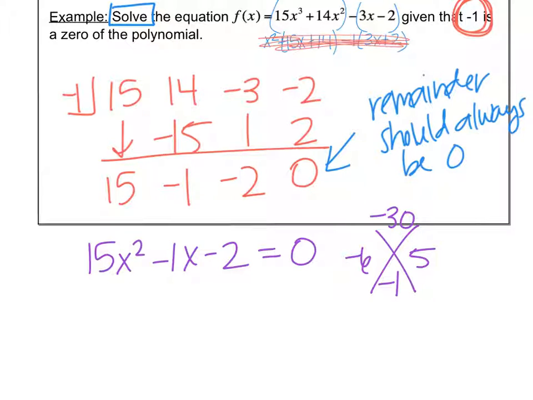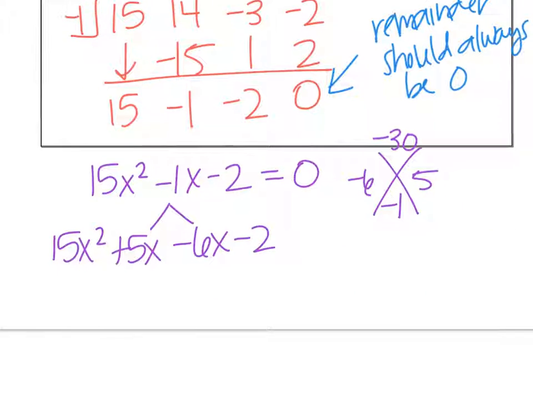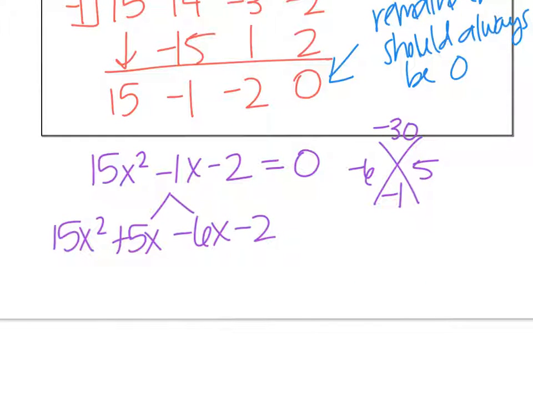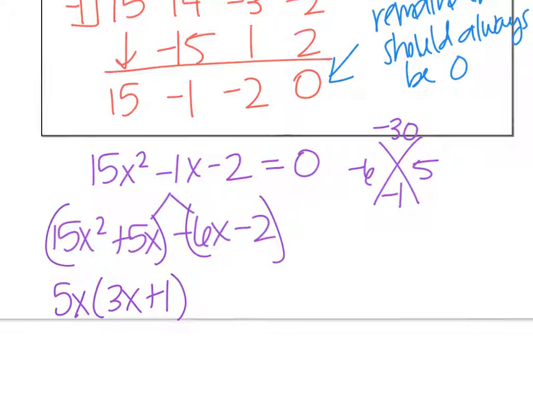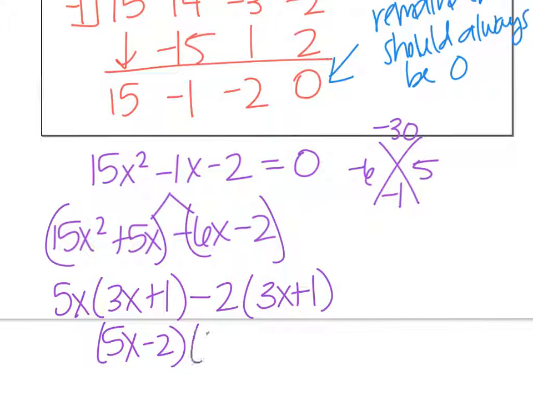Are you paying attention to how we have to factor this? 15x squared, we have to split the middle term apart: plus 5x. I would put the 5 first because it goes nicer with the 15. Minus 6x minus 2. And group them. 5x times 3x plus 1, minus 2 times 3x plus 1. So 5x minus 2 times 3x plus 1. And I lost my equals 0 there. Should we bring it down?